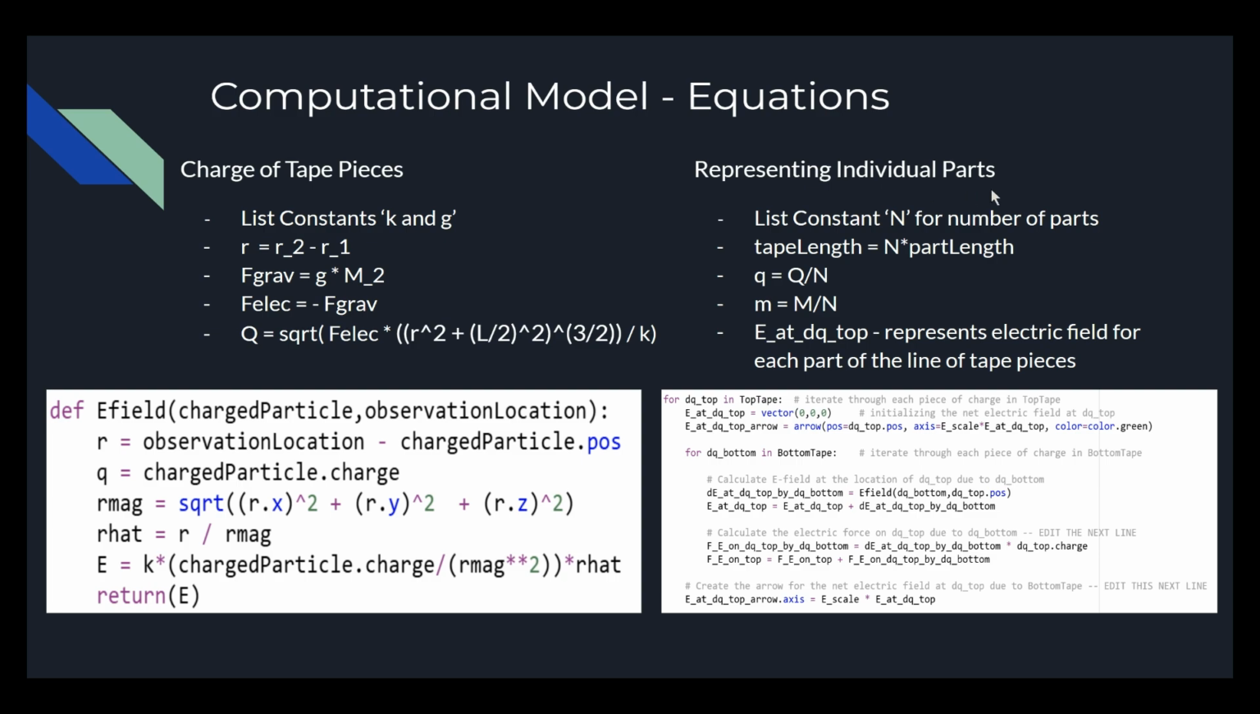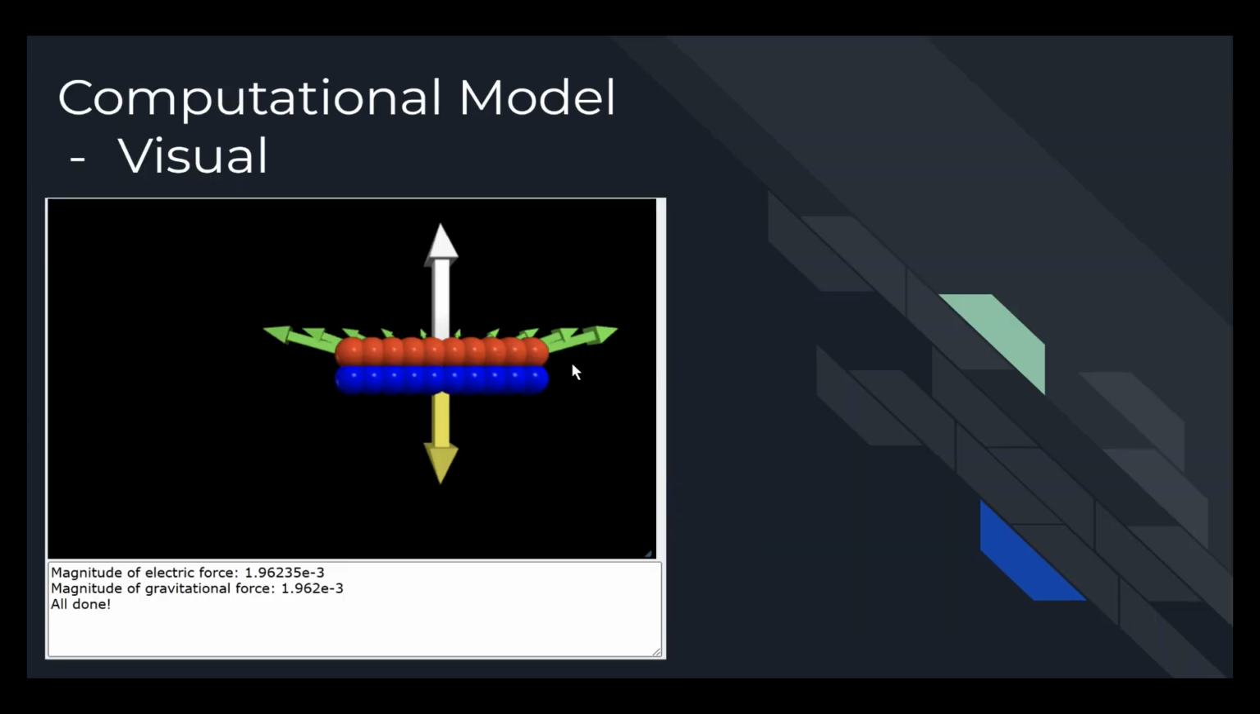So for representing the individual parts, we're going to make an arbitrary number of them, n, which I've chosen to be 10, and they're going to each have a part of the charge or a part of the mass, and then they're going to have a part of the field. This dq here is super important in representing that. And this represents all of the individual parts. So the magnitude of total electric force, of total gravitational force, as well as the electric fields from each of the individual parts. You can see them here: top tape in red, bottom tape in blue, gravity yellow, electric in white, and these fields in green.